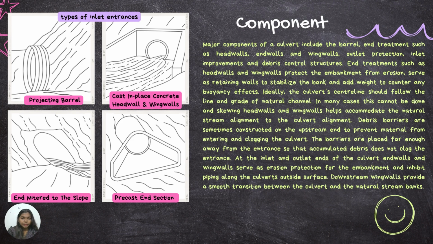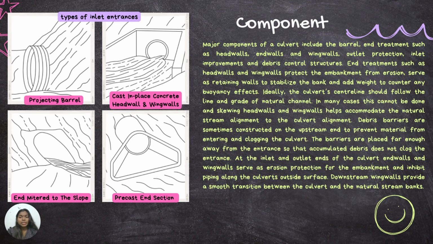Regarding the components, the major components of a culvert include the barrel and treatments such as head walls, end walls, and wing walls, outlet protection, inlet improvement, and debris control structures. Treatments such as head walls and wing walls protect the embankment from erosion, serve as retaining walls to stabilize the bank, and add weight to counter any buoyancy effects. Ideally, the culvert's center line should follow the line and grade of the natural channel.